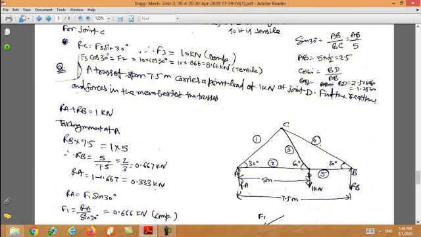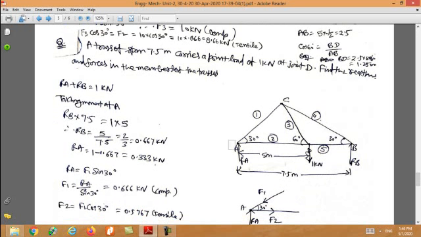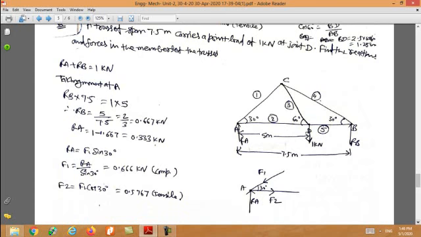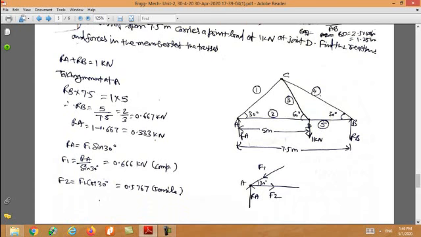So first calculate the reactions at A and at B. Okay, so Ra plus Rb is equal to 1 kilonewton in the downward direction. So taking moment about A by the same process, Rb into 7.5 and 1 kilonewton into 5, so you can calculate the values of Ra and Rb.